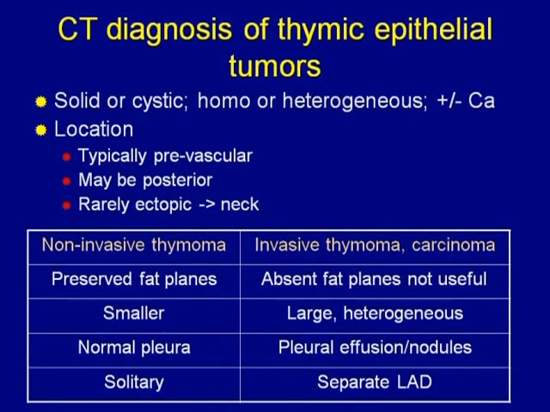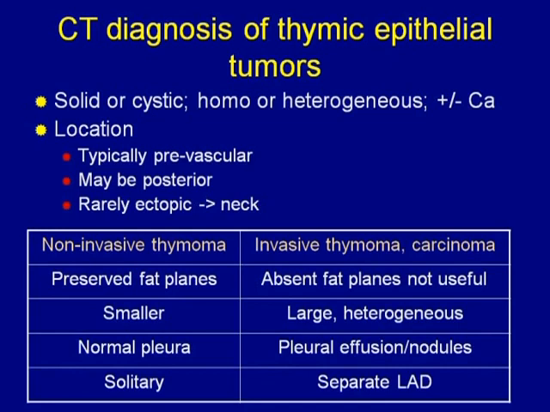Location is key. They typically at least start where the thymus is. A normal thymus is located anterior to the ascending aorta and aortic root. So that's where they typically occur, although they can bulge out to the left or the right and kind of droop down. Occasionally they may be more posterior, but that's pretty rare. And since the thymus sort of migrates embryologically, they can be in ectopic locations such as the neck, but the majority are going to be in that prevascular space.